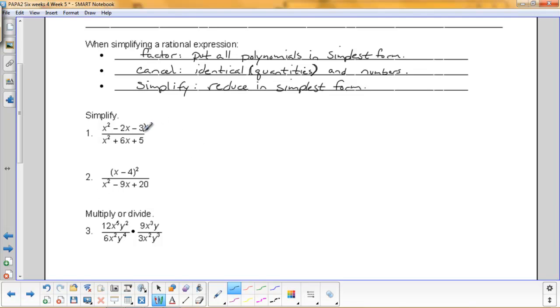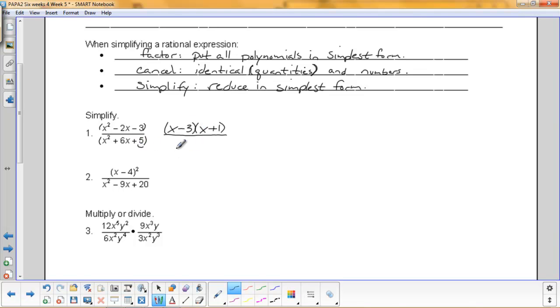So the first thing I notice here is I've got two trinomials. Hopefully they can be reduced into the product of two binomials. So let's look at what two numbers multiply together to make 3. That's going to be 3 and 1. And how do those two numbers add up to -2? That is going to be x minus 3 times x plus 1. These are quantities. In order to cancel them, they must be identical on the top and bottom.